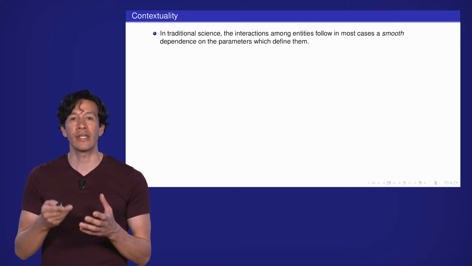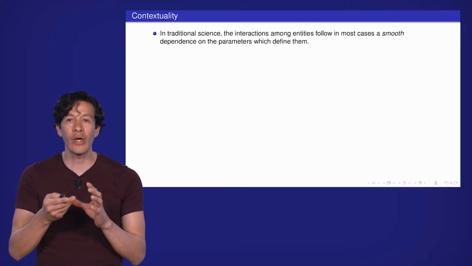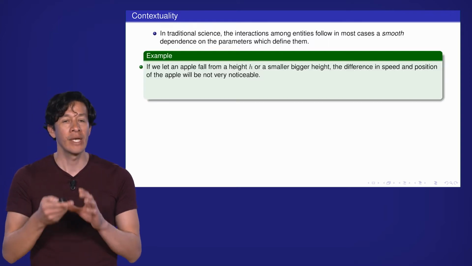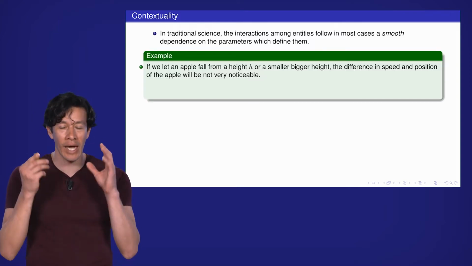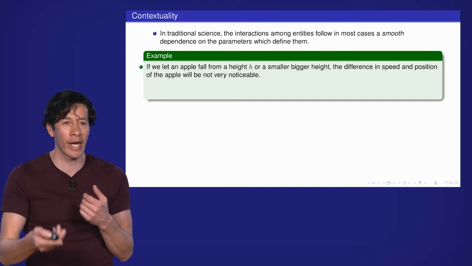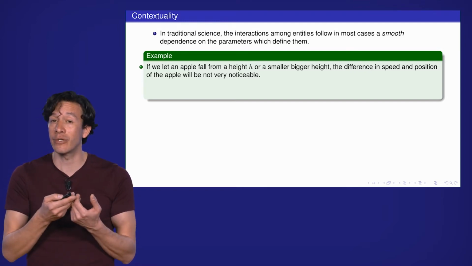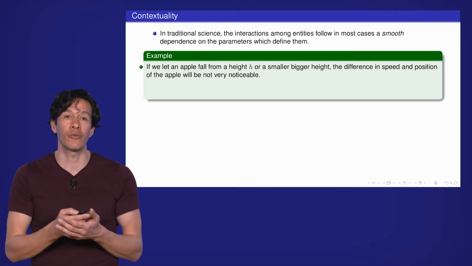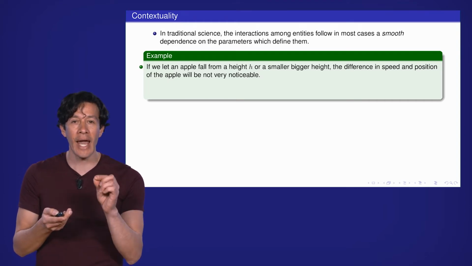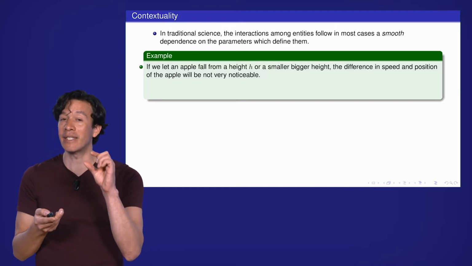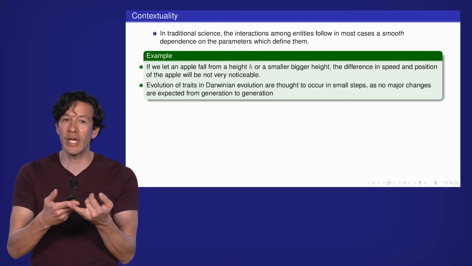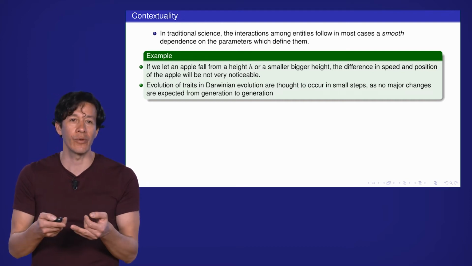In traditional science, interaction among entities follows in most cases a smooth dependence on the parameters which define them. I will show this very simple example of how science thinks about changes, how science thinks about interactions. The very simplification tries to make smooth dependence on parameters. So for example, if we let an apple fall from a height h or a slightly bigger height, the difference in speed and position of the apple will not be noticeable.